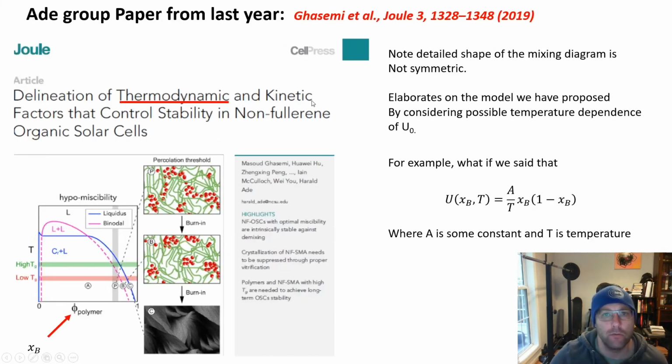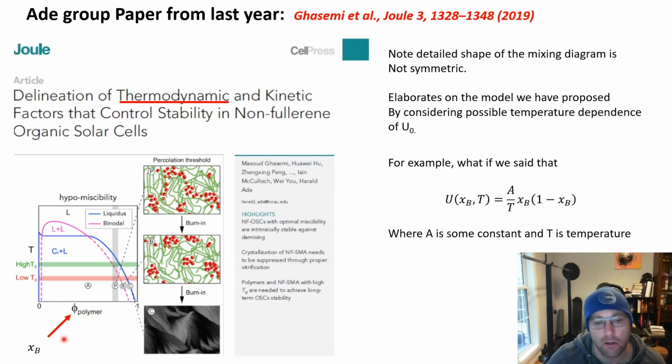This is an article from the Ade group just last year. Masoud Ghassemi was a graduate student at NC State who's now a postdoc at NC State. And he led this article that appeared in Joule last year, where they talked about delineation of thermodynamic and kinetic factors that control stability in these solar cells. The thermodynamic analysis that they did was basically to analyze in great detail these mixing phase diagrams that I just told you about.